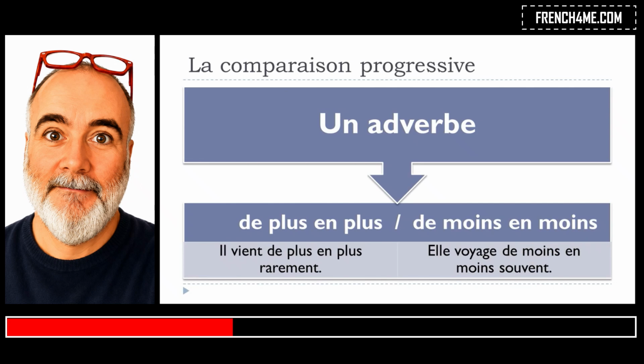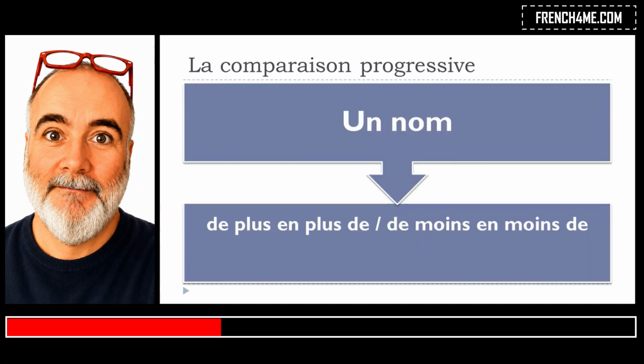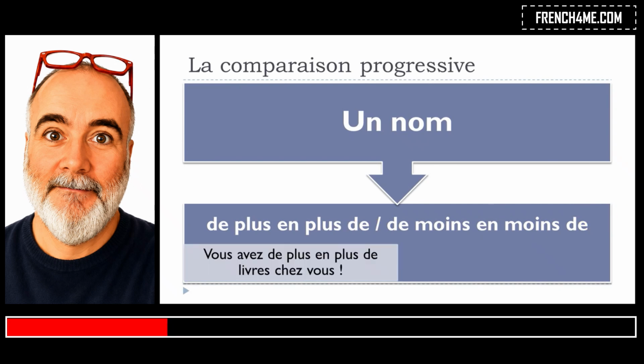So let's see now how it will work with un nom. And then in that case, you can see that it's a bit different, because you will have to use this de plus en plus, but then keep in mind that you should put de as well, okay? And then de moins en moins, de. Alright? It will be the only difference between what we saw for an adjectif ou un adverbe. So let's see how it will go now.